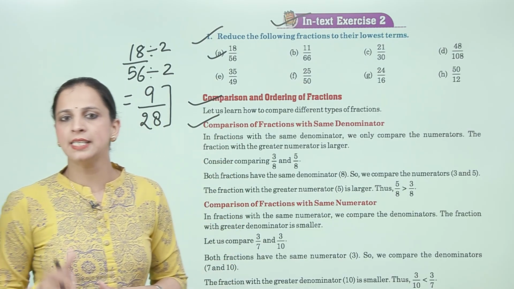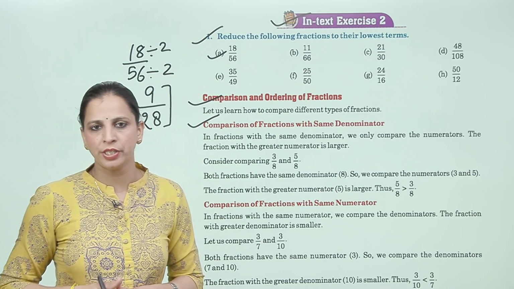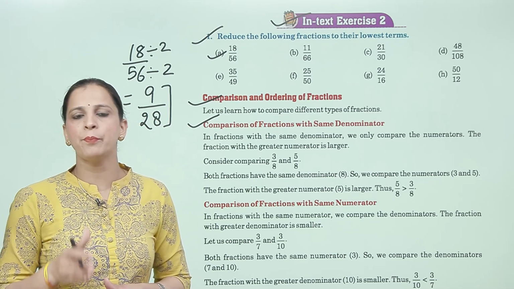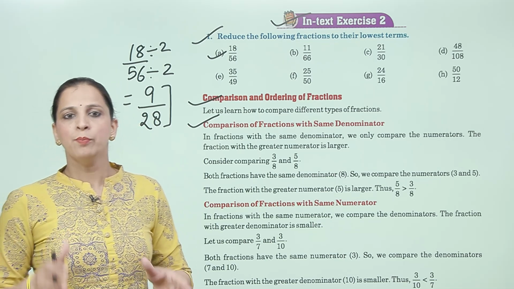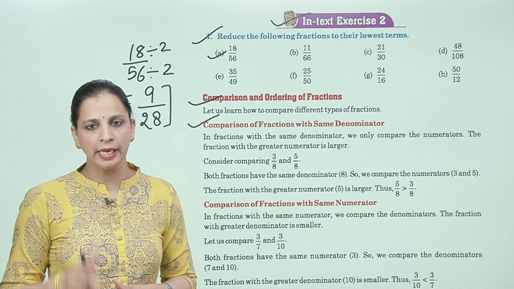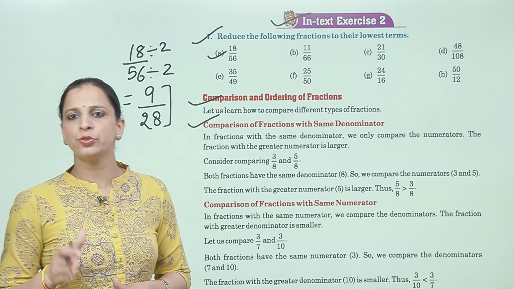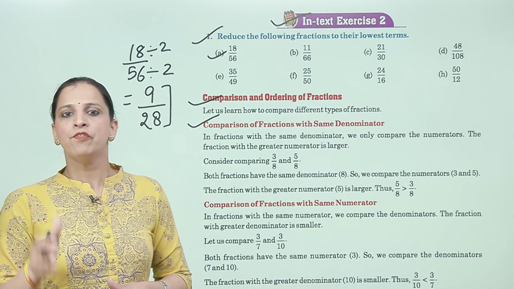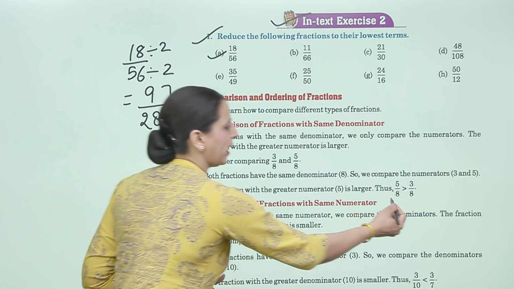In fractions with the same denominator we only compare the numerators. The fraction with the greater numerator is larger. Consider comparing 3/8 and 5/8. Both fractions have the same denominator 8. So we compare the numerators 3 and 5. The fraction with the greater numerator 5 is larger. Thus 5/8 is greater than 3/8.